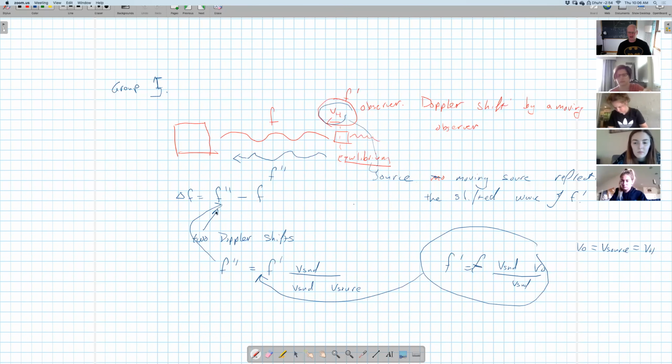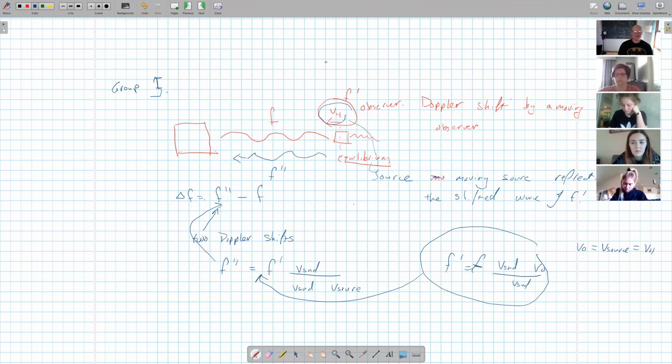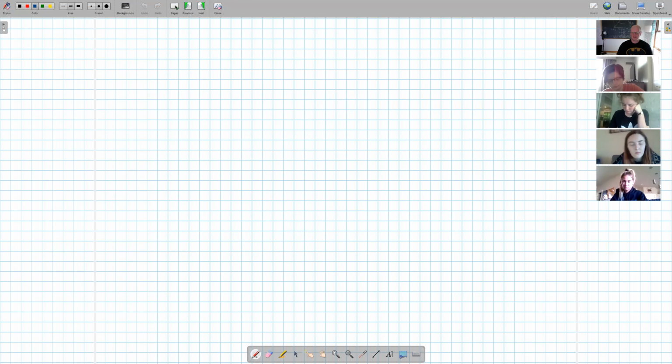So let's go with what I have here, so you can kind of see what's going on. Let's write all this stuff down. Let me go to a new page. Good. So in this case, F prime is going to be F times V sound plus V heart, because it's moving toward, divided by V sound. And then F double prime is going to be equal to F prime times V sound divided by V sound minus V heart, because it's moving toward.